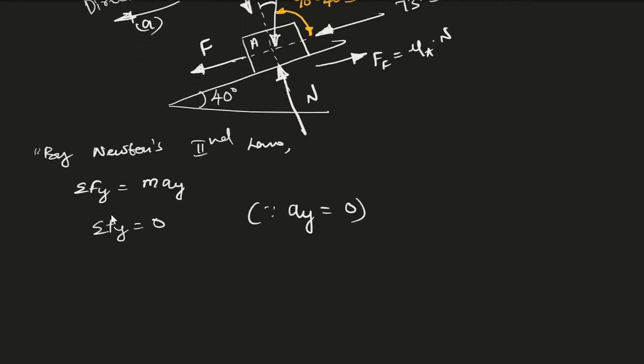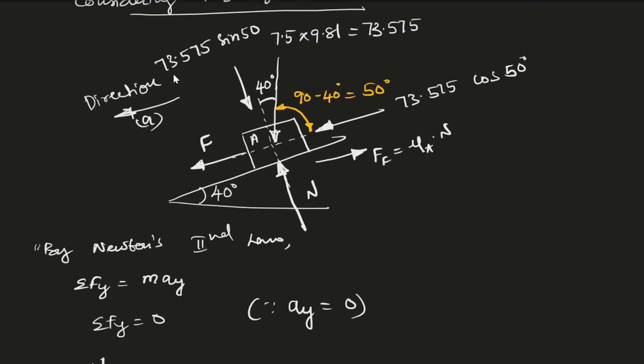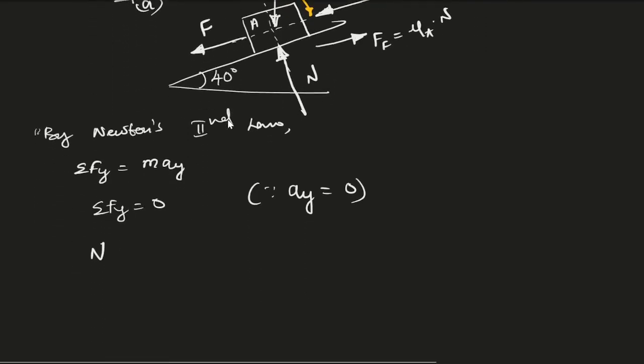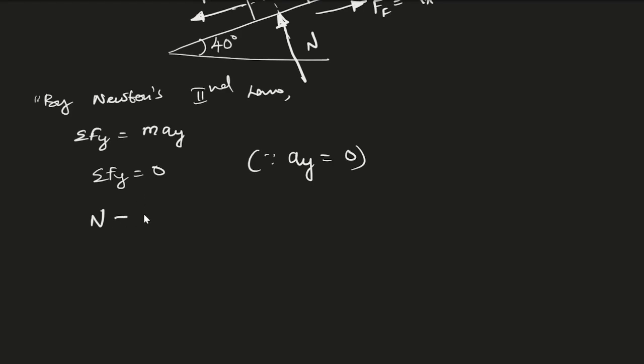So we have to frame the equation for all the vertical forces. The first force is the normal, which is acting upward, so it is positive N. We have one more force acting downward, that is 73.575 into sin 50, so minus 73.575 into sin 50. This will be equal to 0. Okay, so if I do the calculation, I'll get N equal to 56.362 Newton. We can put it in the calculator and you can get the value.